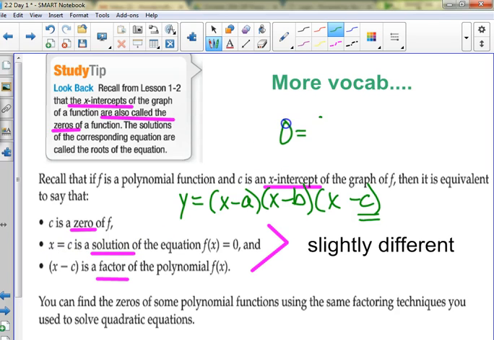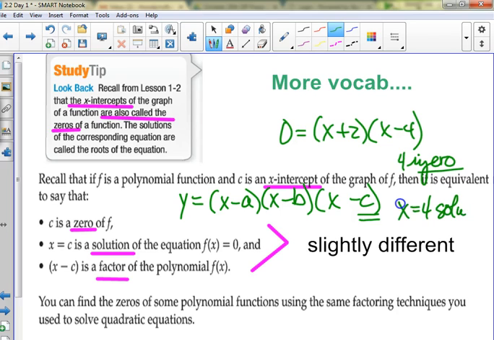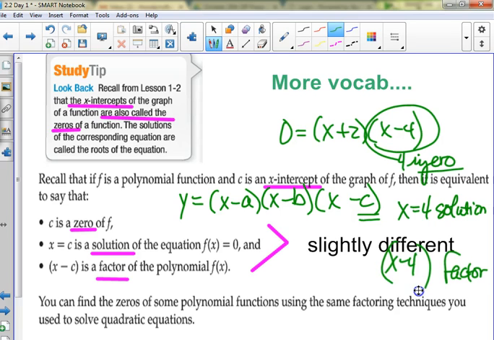So if I had this, you would tell me 4 is a 0. 4 is a 0. X equals 4 is a solution. We good? And x minus 4 is a factor. Those are very similar, yes? That vocabulary? Okay, kind of all talking about the same thing.